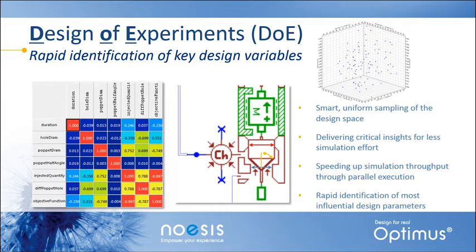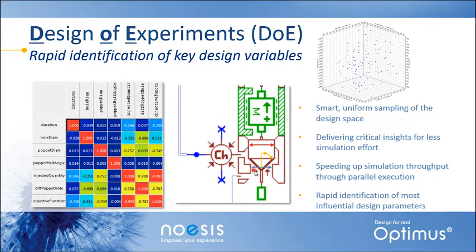So one of the first modules that we mentioned was the Design of Experiments module, and I'll talk more about this later. But the DOE module inside of Optimus allows the user to gain engineering insight into their designs. This is a great example. This was a 1D simulation that was being run on a poppet valve.